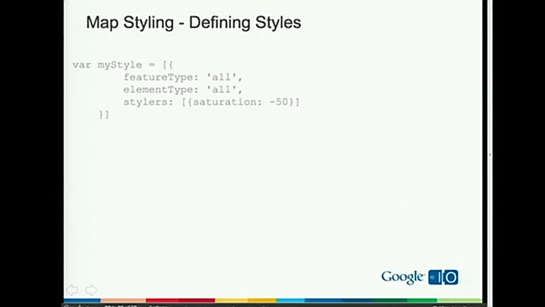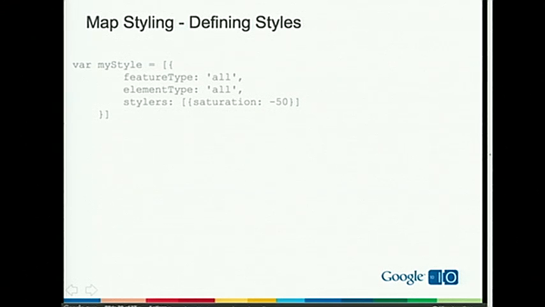So all you have to do is create these style objects. And there's three elements to a style. There's the feature type that you want to manipulate. And we have a shallow hierarchy of features. So you can apply styles to, for example, all of the roads on a map, or just the local roads or the arterial roads. The element type, so that's either the geometry or the labels.